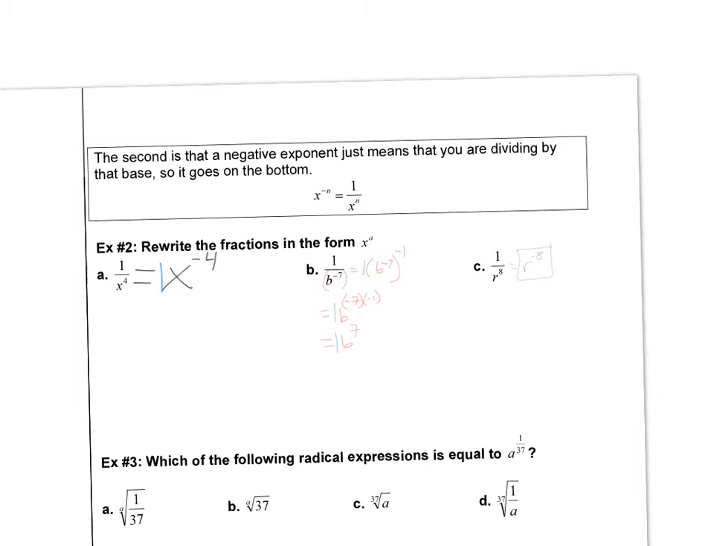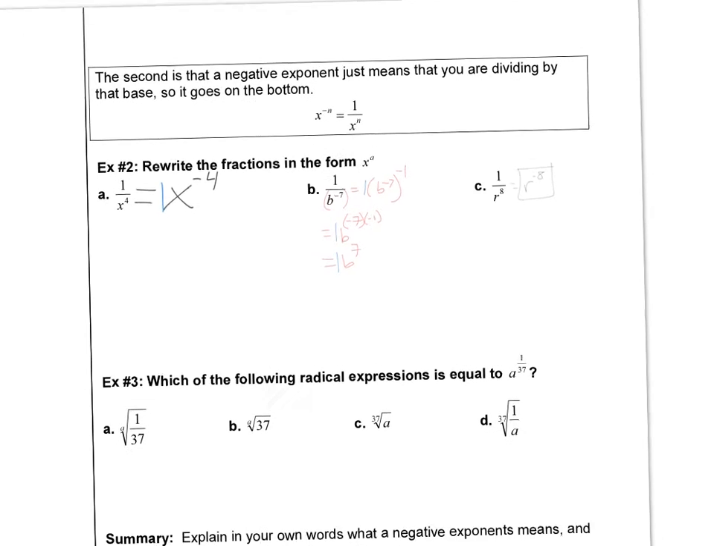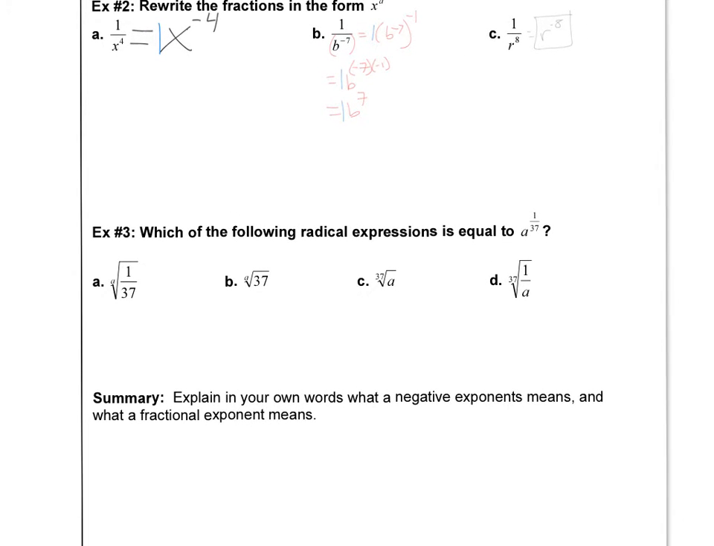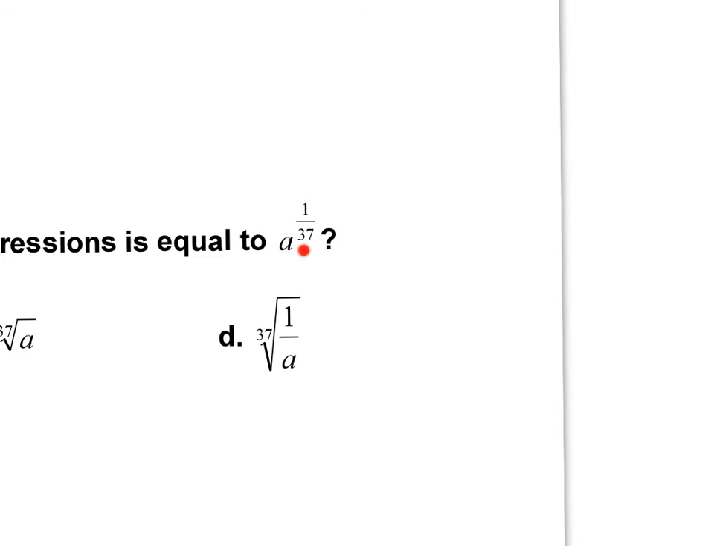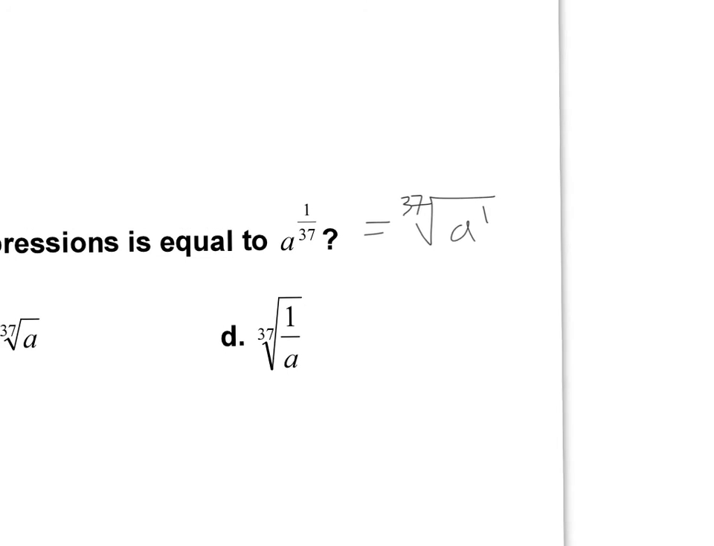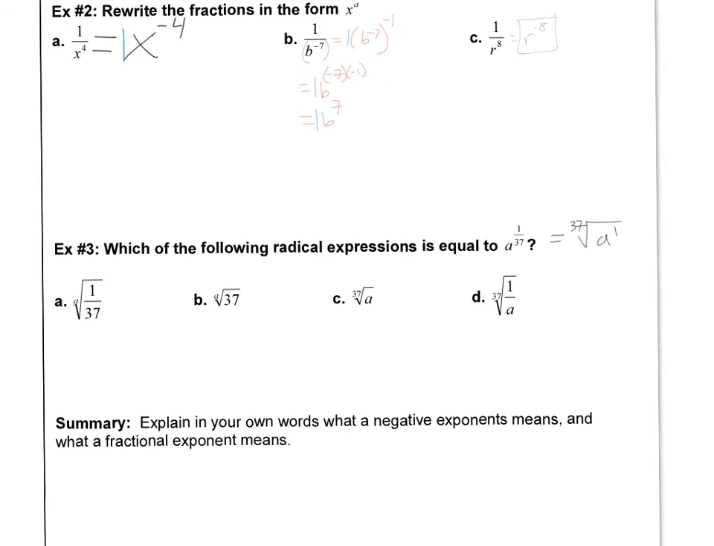Okay. We've learned a lot of properties of exponents now, especially rational ones. And so let's try and put it together with these last 2 questions. First one, example 3 says, which of the following radical expressions is equal to a to the 1 over 37? So let's think about this. What does this fraction mean? Well, remember, it means that the a is going to be the number inside the radical, and that 1, that could go on the outside or the inside, and the 37 is what's going to go in the crack.